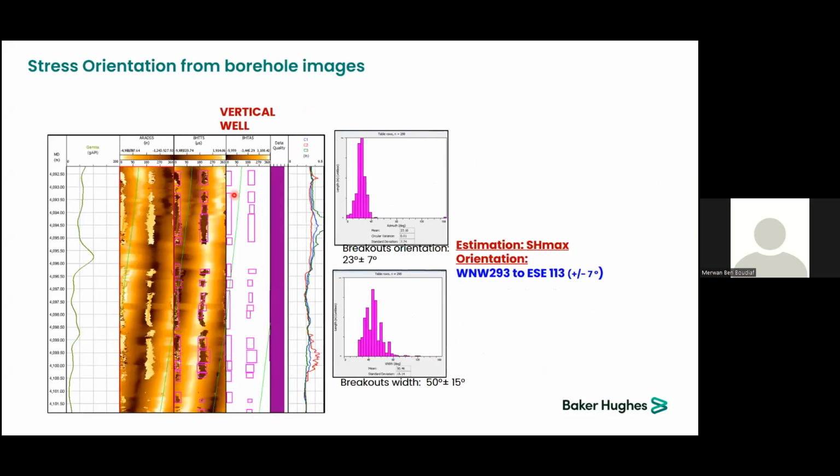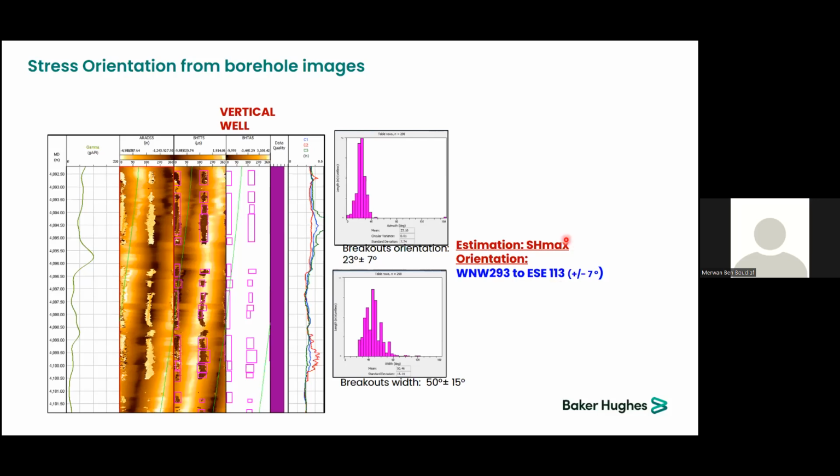By detecting those breakouts, for example, here it's an example for breakouts only, we can directly get the orientation of at least one of the horizontal stresses. For this case, it's the SH min. And from SH min, we can directly infer the orientation of SH max. For example, if the orientation of breakouts is 23 degrees, you just have to add 90 degrees to it, and you have the orientation of your SH max.